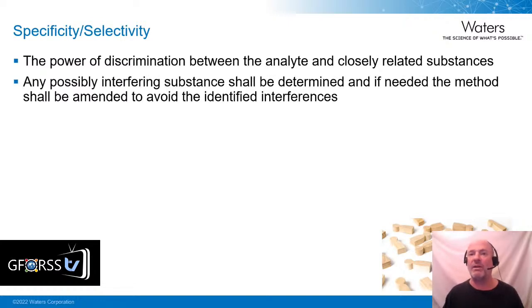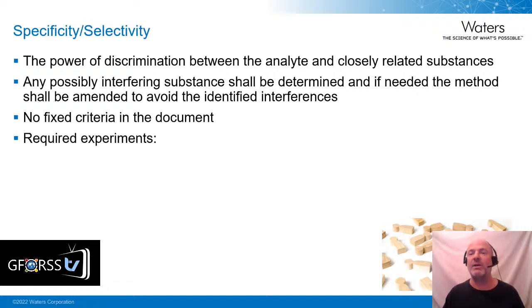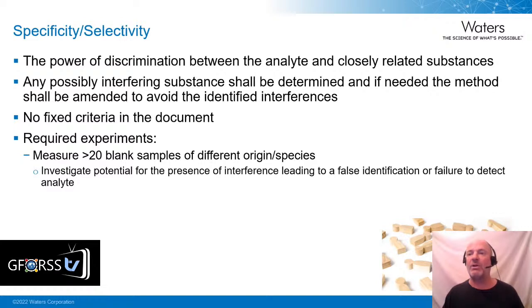So what we're looking for is to actually establish whether we can see any possibly interfering substances. There is no fixed criteria in a document. This is the type of experiment that we would need to carry out. If we want to look at the material coming from the blanks, then we basically run the method on 20 blanks from different samples, different origins, different species, different lot numbers, different batches. So this is not 20 replicates of the same blank. We want to introduce as much diversity into the sample type as possible.